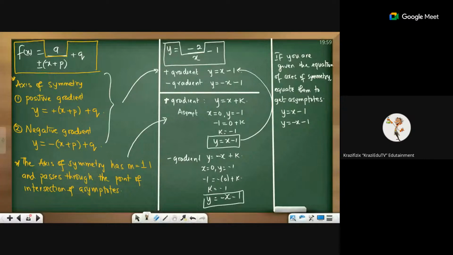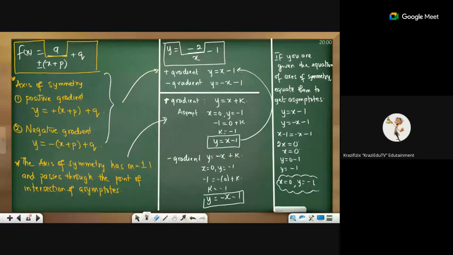What are we looking for? If we equate them, what are we going to get? x minus 1 equals -x minus 1. Can I throw the -x over? What do I have? 2x equals what? 0. I don't know if you see that we already have our asymptote now again. Then y equals 0 minus 1. So I have my equations of asymptote again.